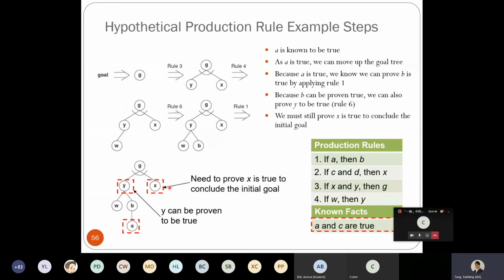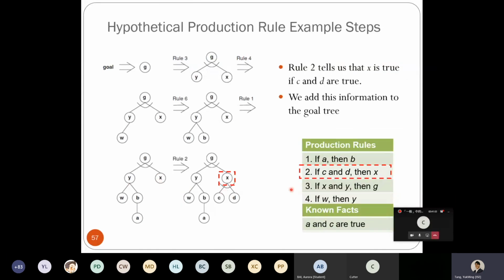Now we need to prove whether X is true to conclude the initial goal. Based on our production rules, we know that if X is true, then C and D need to be true. Based on the known facts, we know C is true. How about D? We don't have any production rules anymore, and we don't have any fact to tell that D is true. That means D may not be true. In this case, X may not be true, then G may not be true.